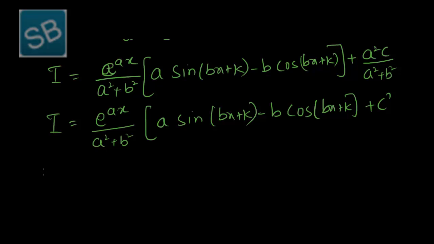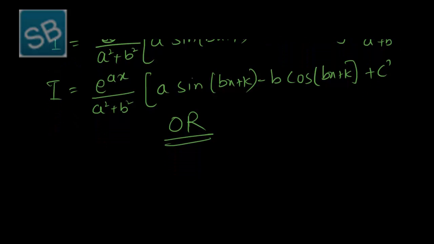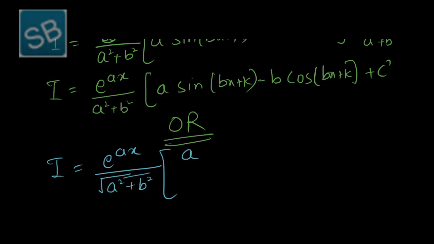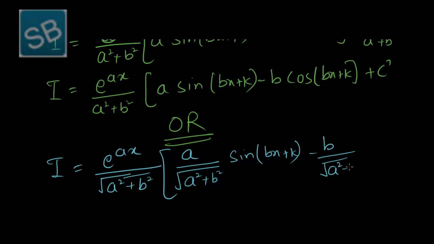Now we can also change the form of I. This is one form, and another form of I we can write as under root (a square plus b square), and this one part is going inside the bracket, that is a over under root (a square plus b square) sine of (bx plus k) minus b over under root (a square plus b square) cos of (bx plus k) plus c dash, or we can say c.